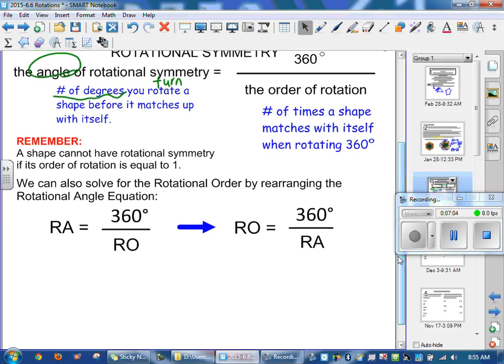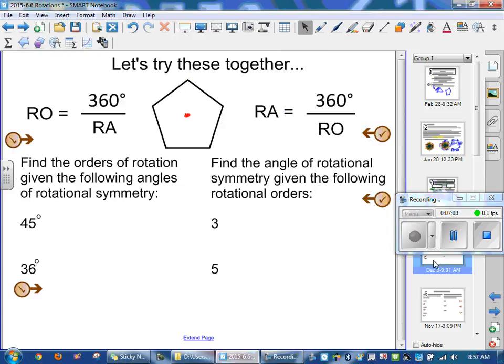Okay. Let's do a few examples. So we've got a pentagon up here, just an example of any polygon. This works for all regular polygons. It says, find the orders of rotation when you're given the following angles. So we know that when we're given angles, we take 360 divided by the angle, and what are we going to get? The rotational order. Good. So we should have 360 divided by 36, 10. So this guy's got a rotational order of 10.